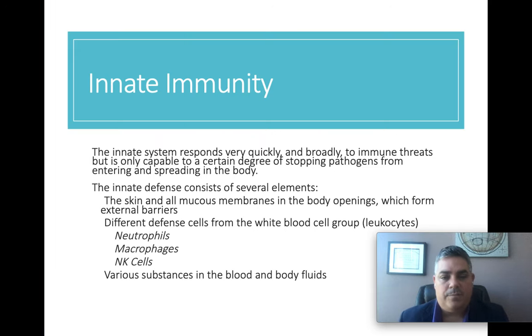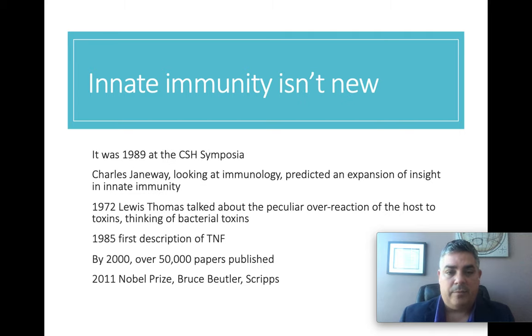So this innate immune response happens very quickly. It's broad to a variety of immune threats, but it's only capable to a certain degree of stopping pathogens from entering and spreading in the body. This is why there are different layers or elements of the innate immune response, including physical components like the skin and mucous membranes that form these external barriers, but also a variety of different cells, which we call leukocytes or white blood cells, which are the neutrophils. These are the foot soldiers, the macrophages, the large eaters, natural killer cells, which are a little more specialized, and then various substances in the blood and the body fluid like the complement system.